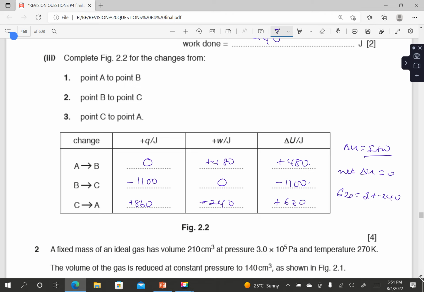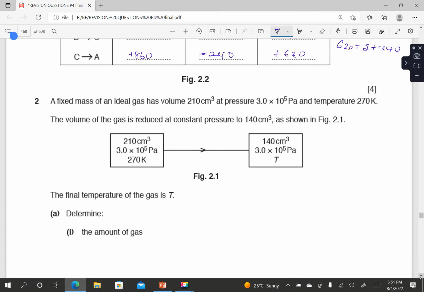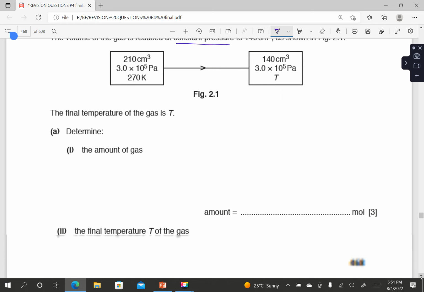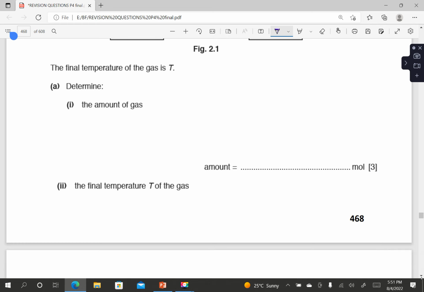Last but not least, last question in this topic. A fixed mass of an ideal gas has that volume and that pressure at that temperature. The volume of the gas is reduced at constant pressure, meaning that the volume is directly proportional to temperature. Determine the final temperature of the gas. First, determine the amount of the gas. That is, number of moles is equal to pressure times volume over R times T.